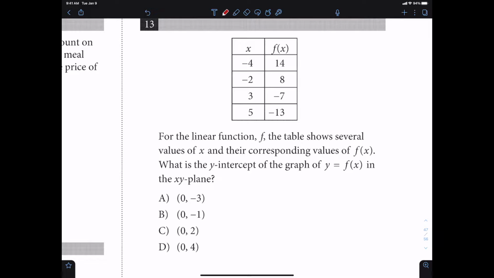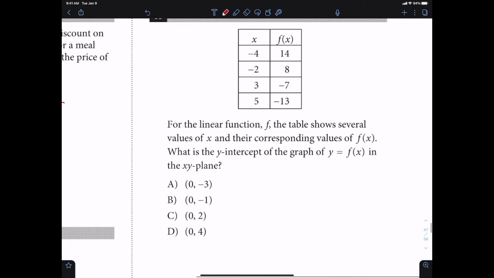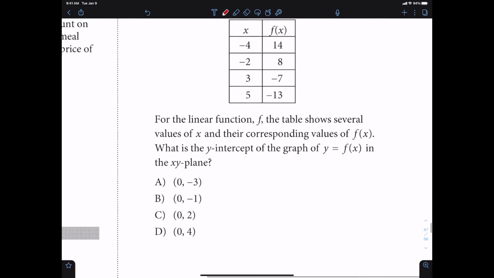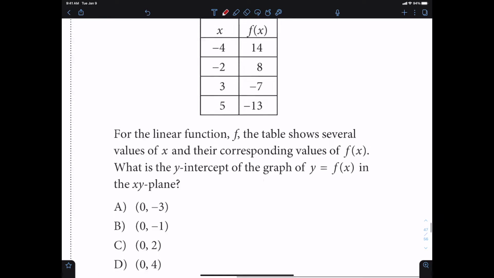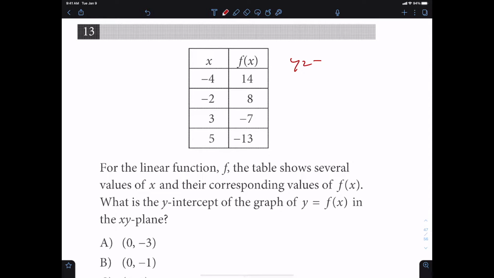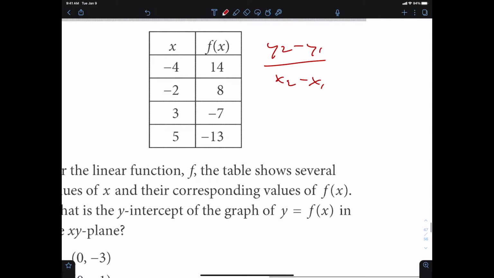For the linear function f, the table shows several values of x and their corresponding values of f of x. What is the y-intercept of the graph of y equals f of x in the plane? Alright, cool. So we're going to go ahead and find the slope first. And remember, we can use our slope formula, y2 minus y1 over x2 minus x1. So I'm going to do these 2 points. Why not? So I'm going to say 14 minus 8 over negative 4 plus 2.